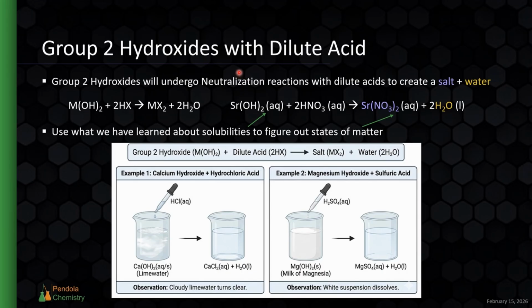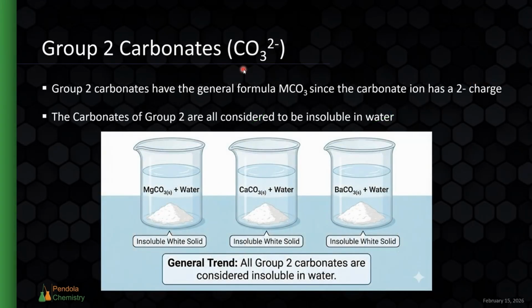Let's keep going here. Let's talk about group 2 carbonates. Group 2 carbonates have the general formula MCO3 because the carbonate ion has a -2 charge, and we already know that group 2 metals are always going to be +2. So it's a 1-to-1 ratio, MCO3. So we can have MgCO3, CaCO3, BaCO3, it doesn't really matter. Now the carbonates of group 2 are all considered to be insoluble. So there's another solubility rule for you. Any carbonate of a group 2 metal is considered to be insoluble.